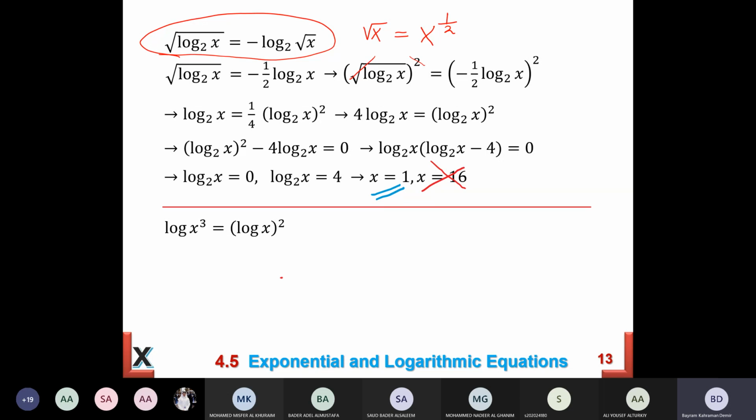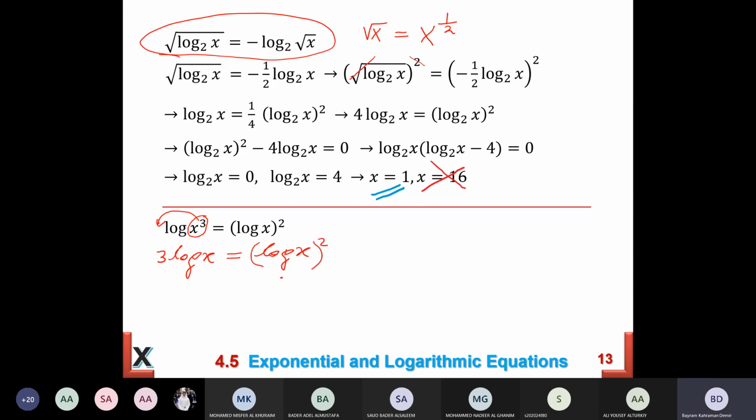And in the next question, maybe let me write one step for you. This 3 here is the power of x, not the power of logarithm. So it is a power of x, so this 3 comes in front of the logarithm. So it is 3 times logarithm x is equal to logarithm x squared.